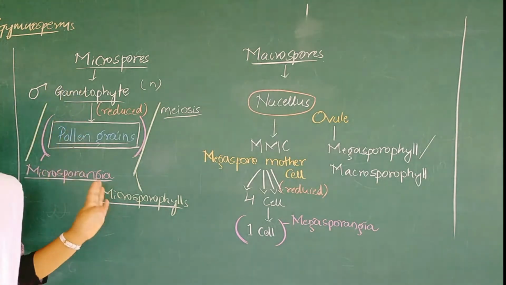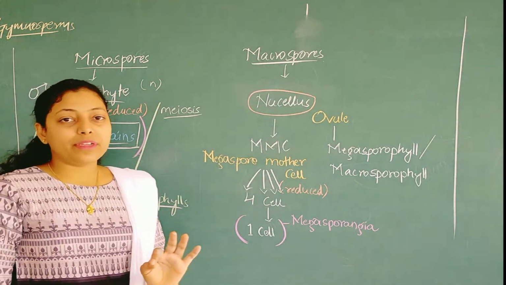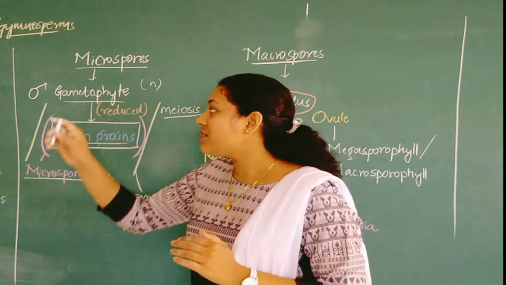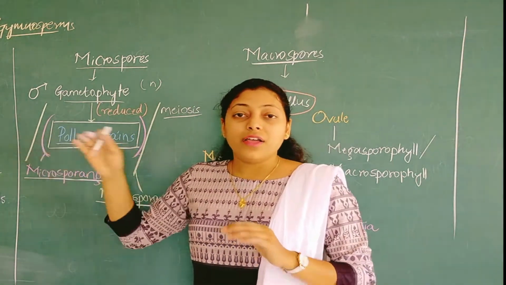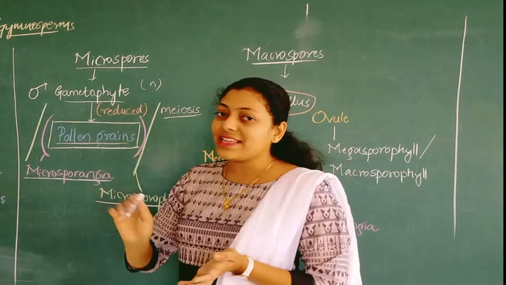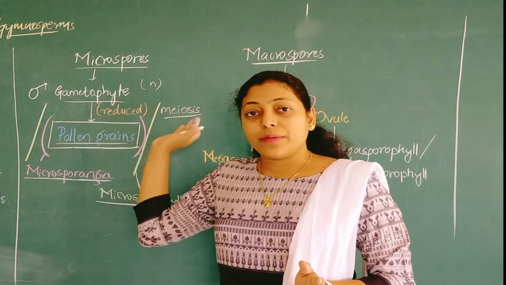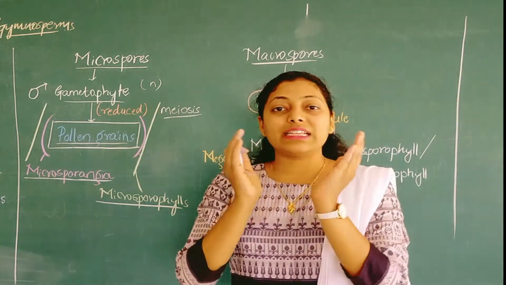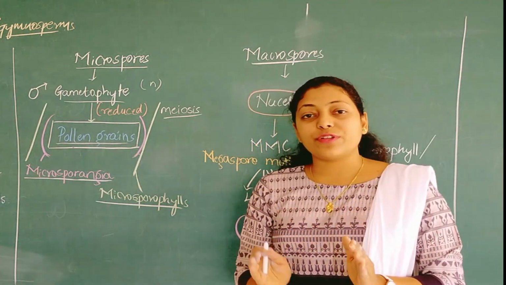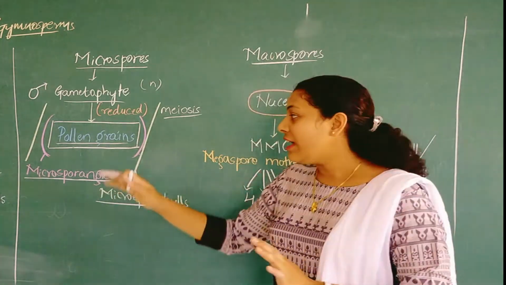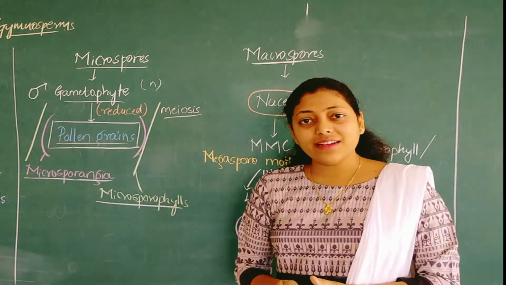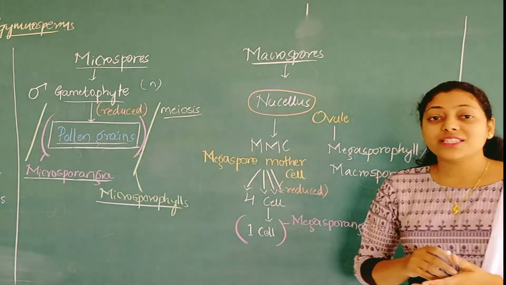Okay, so this is about the male gametophyte, and we have to remember that the male spores are called microspores, and this is reduced. That is, the cells consisting of the reduced number of chromosomes are called pollen grains. The male consists of pollen grains, and pollen grains are covered with a protective covering called microsporangia, and this microsporangia is attached to the apex of a leaf, and that particular region is called the microsporophyll. Is it clear? Okay, now we can move to the female spores.